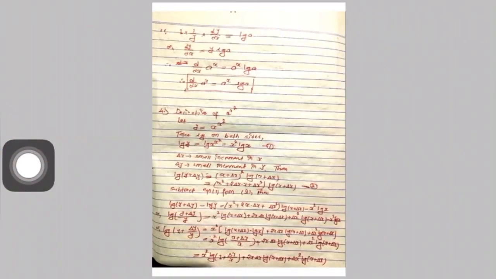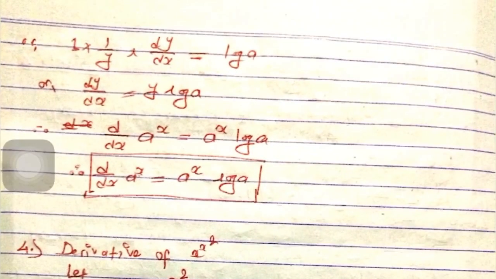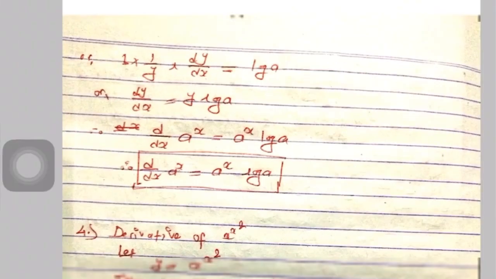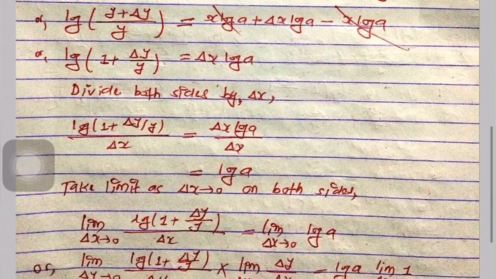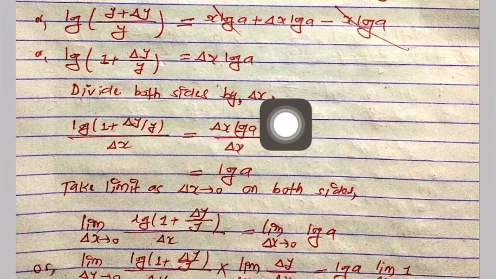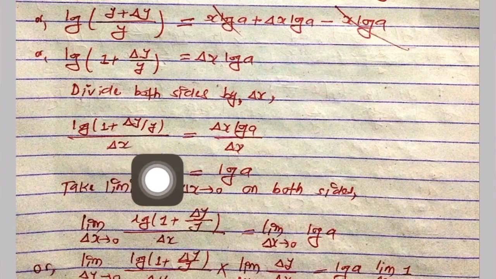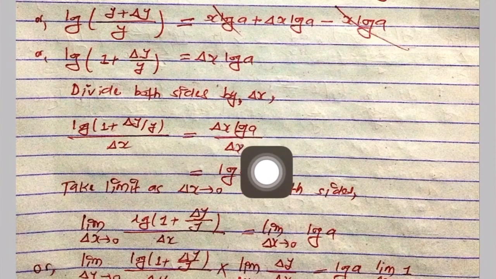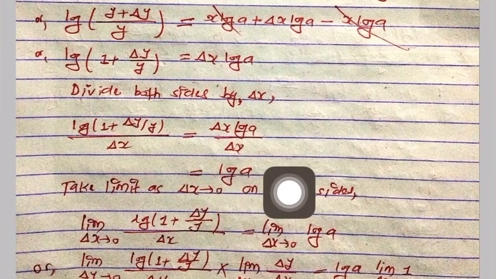Now we divide both sides by del x. After dividing we get log of (1 plus del y by y) divided by del x is equal to del x times log a divided by del x. Del x cancels out, so we are left with log a on the right hand side.